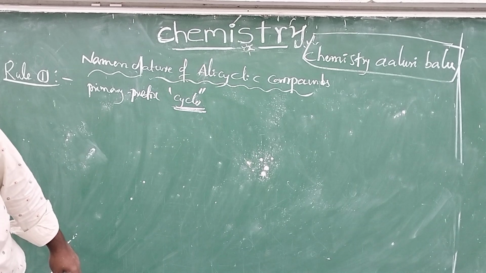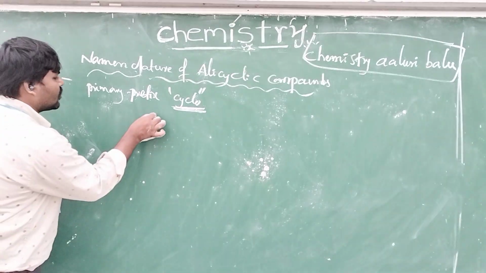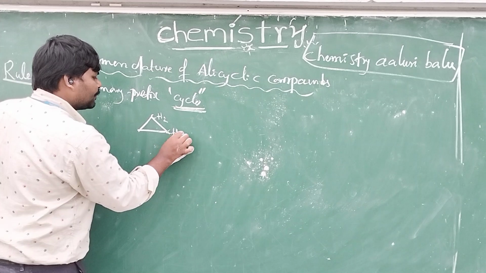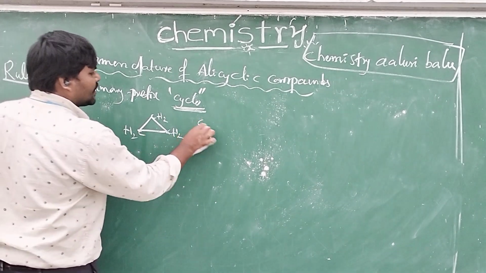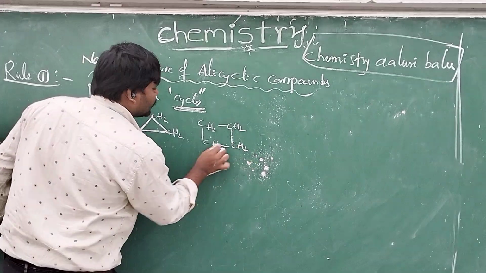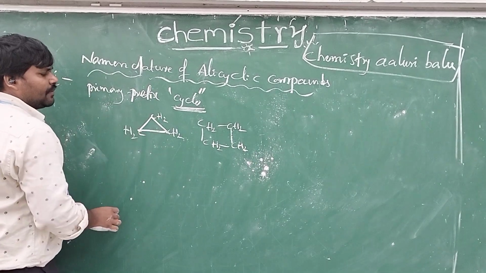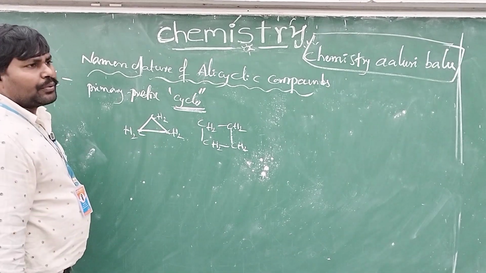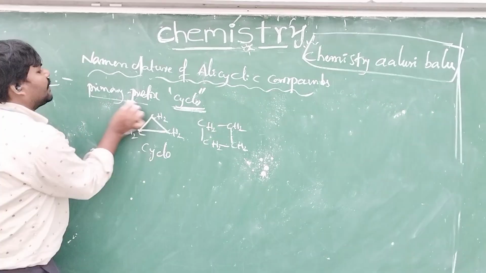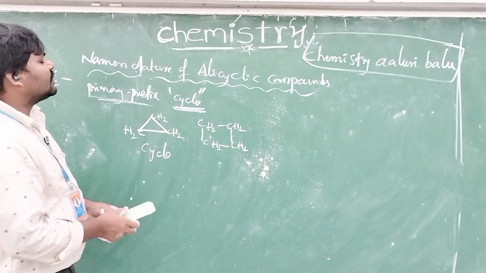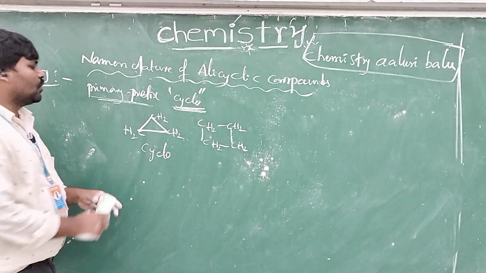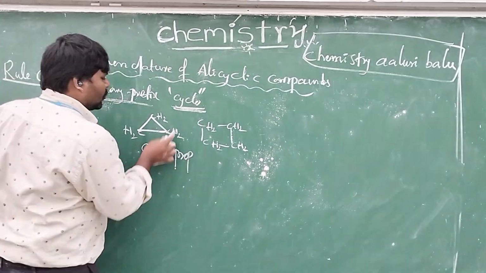The cyclic compound contains all single bonds in the ring. For example, if you take this one, this is CH2, this is also CH2, and there are three carbons. Three carbons means the root word is prop. Before the root word we use cyclo, that is the primary prefix. The primary prefix cyclo is added before the root word, prop.